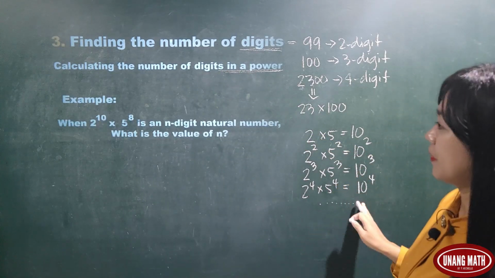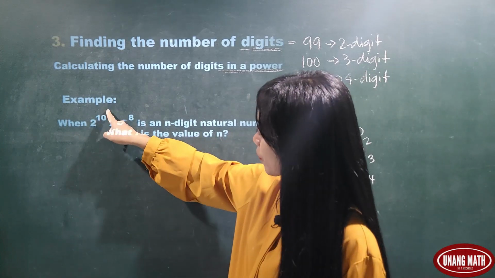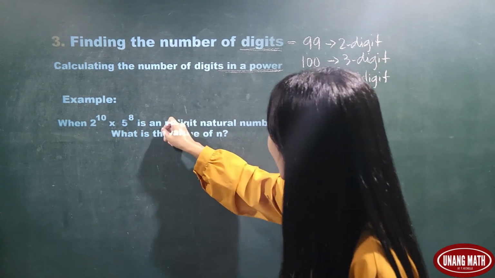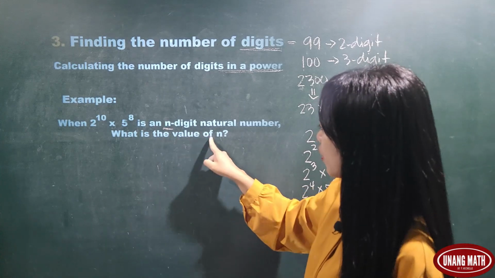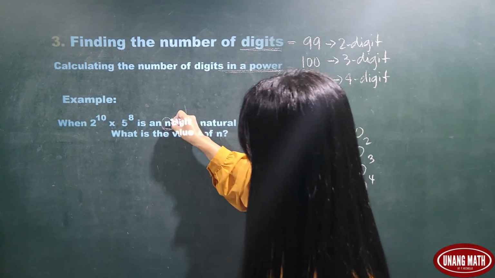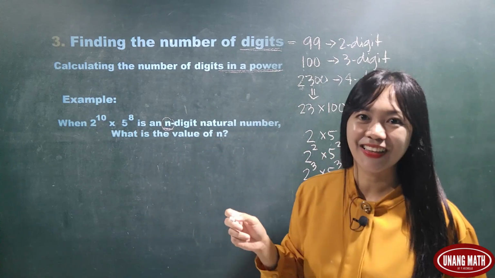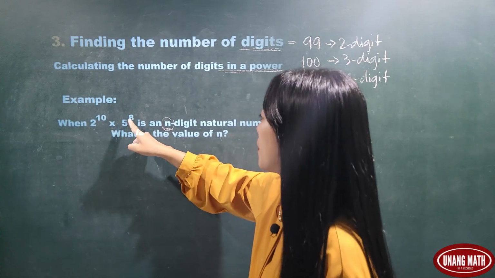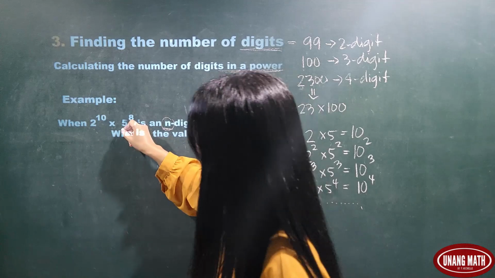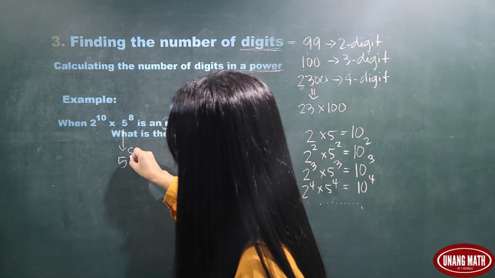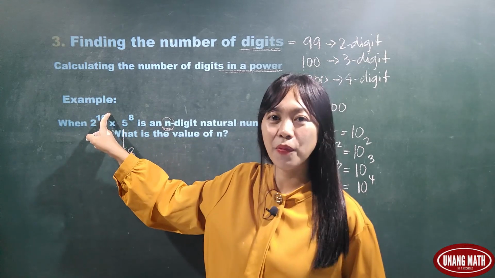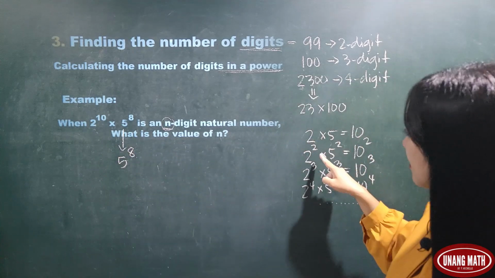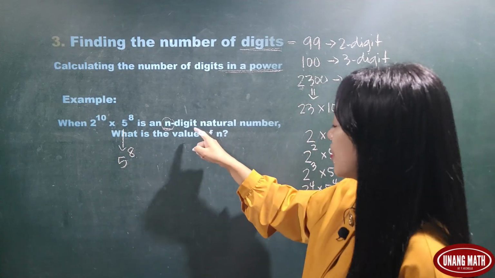Let's give an example. When 2 raised to the power of 10 times 5 raised to the power of 8 is an n-digit natural number, what is the value of n? N here means the number of digits. Our given is 2 raised to the power of 10 times 5 raised to the power of 8. Take note, we have to rewrite this so we can know how many digits there are.